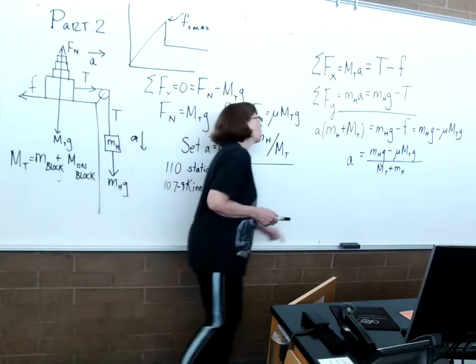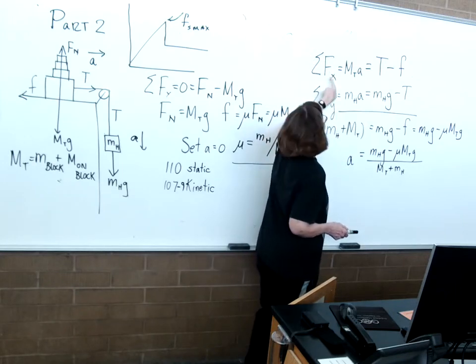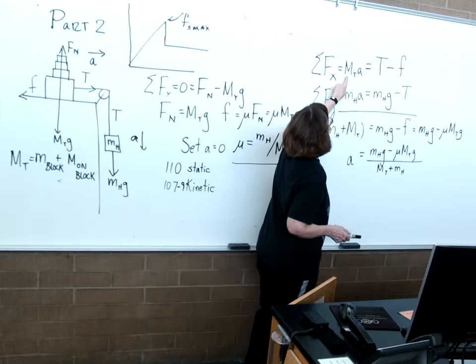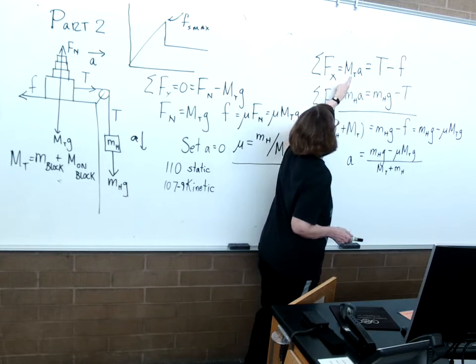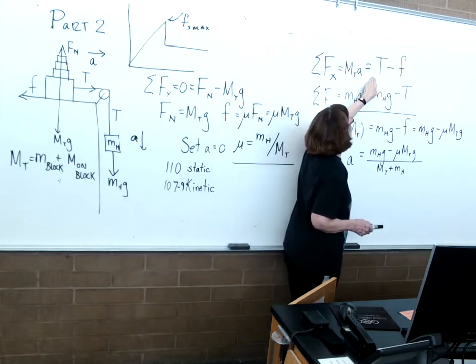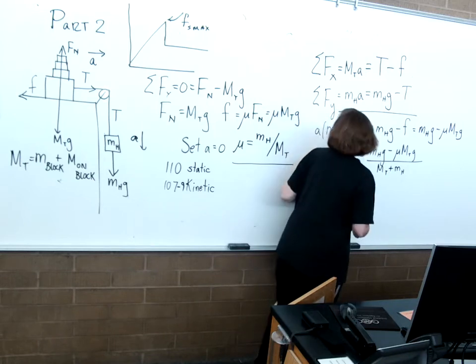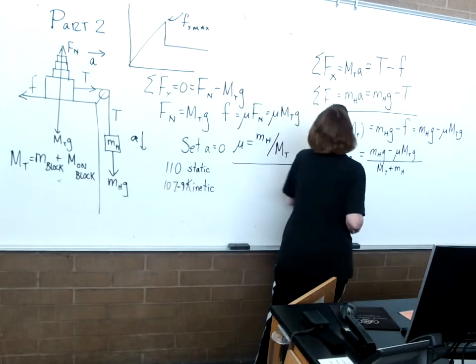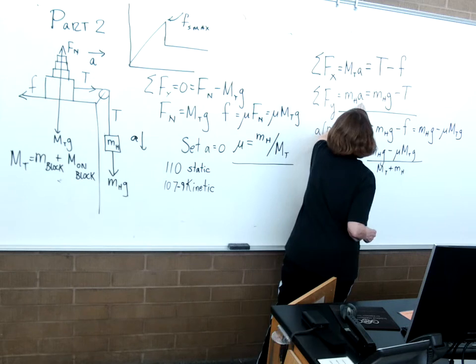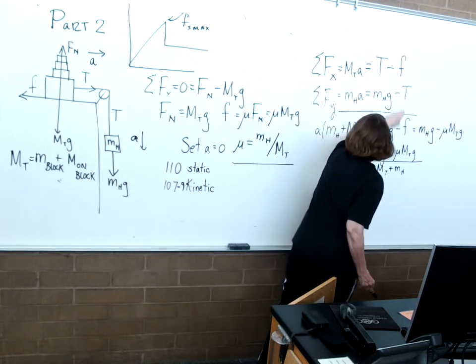Now over here, we do sum of the forces in the x direction, and if you notice, that's going to be equal to the total mass times the acceleration. That does not include the mass of the hanger. That's only on top. It would be the tension minus friction. Then sum of the forces in the y direction would be the hanging mass times the acceleration. That would be the hanging weight minus tension.